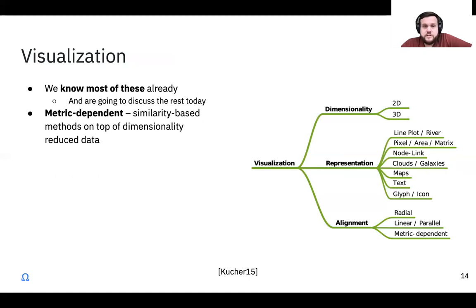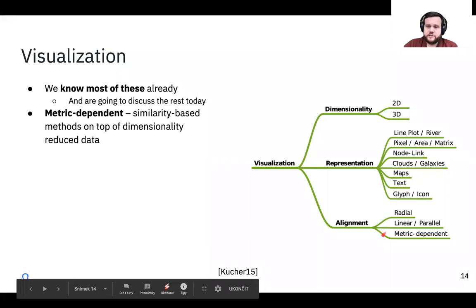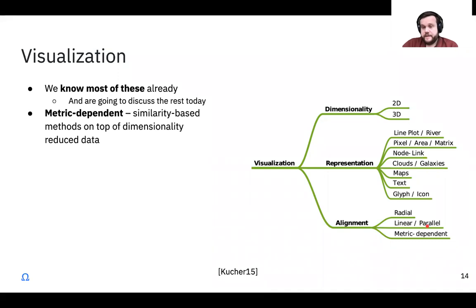Regarding the visualization branch of the taxonomy, we know most of these techniques already, and we are going to discuss the rest today. So this is just a kind of a tick mark slide, so that we can move on. One that we don't really know is this one. It's called metric dependent alignment. So we have radial and linear parallel, which is what we have talked about during the graph lecture, right? That you can align graphs or trees in these kind of patterns. But metric dependent is new.